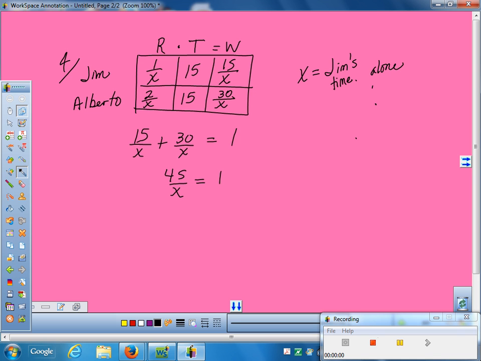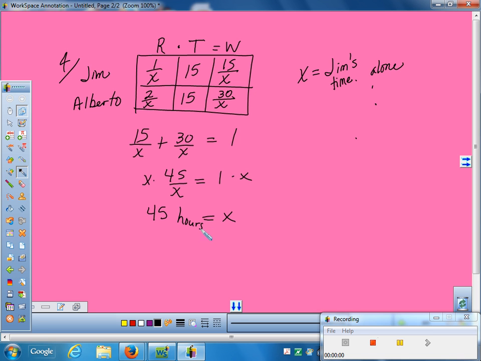So, okay, now, incredibly difficult. How would I solve for X? You would multiply by X, and golly gee, X would equal 45. Wow. So Jim's time alone is 45 hours. But you gotta realize, this 6,000 square feet is a lot of area to paint. So it would take Jim 45 hours if he works by himself. Together they did it in 15.